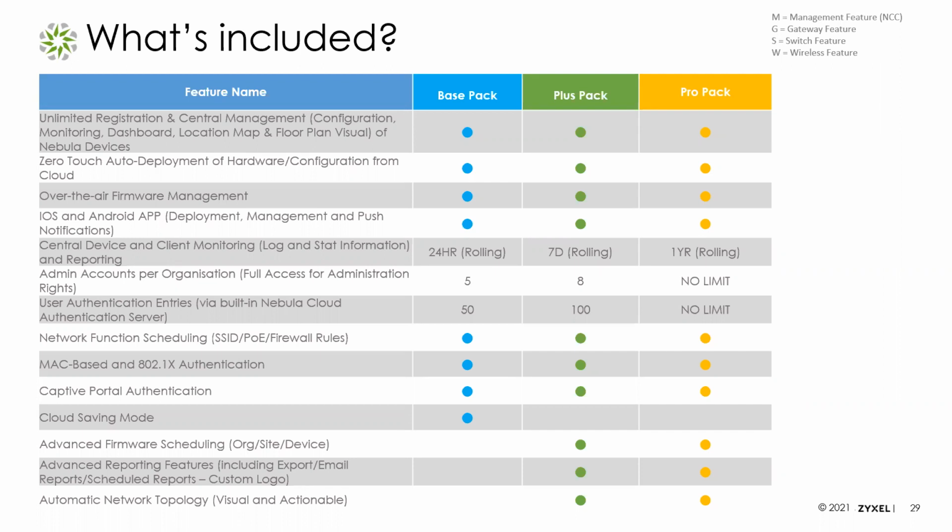But of course, we also still support Radius for most of those features. You can use Radius for as many accounts as you want. It's only if you're using our cloud database for that authentication that you run up to these limits. All versions of Nebula give you MAC filtering, 802.1x authentication, and captive portal features.